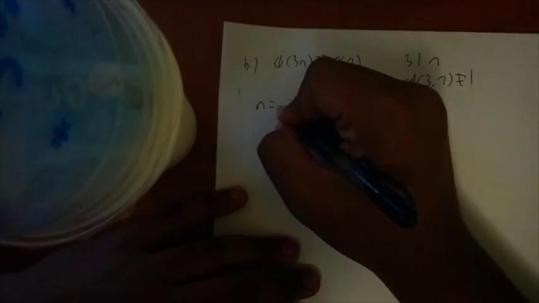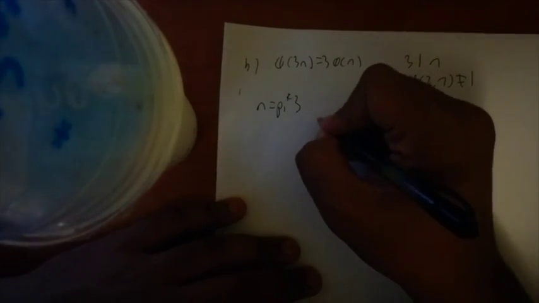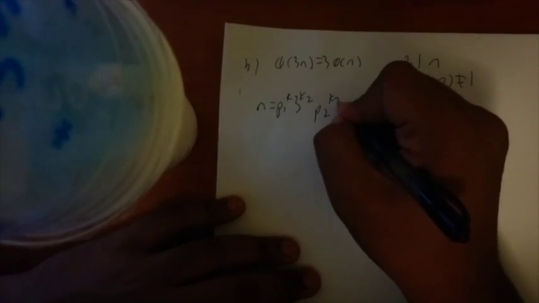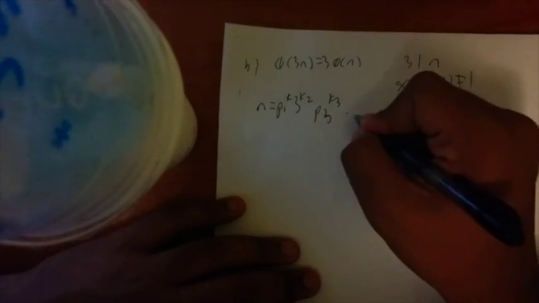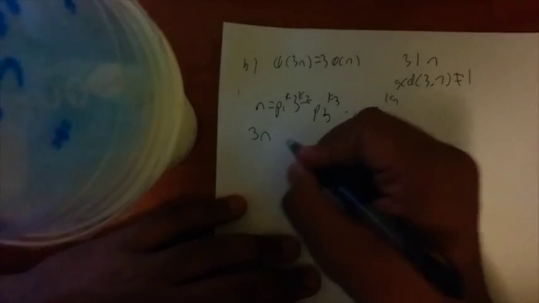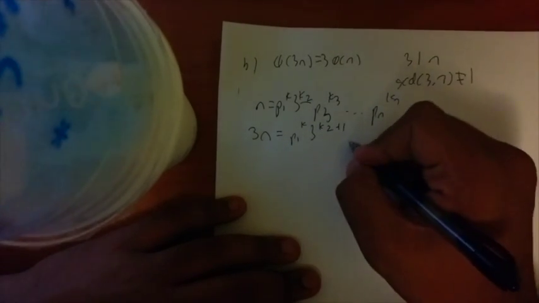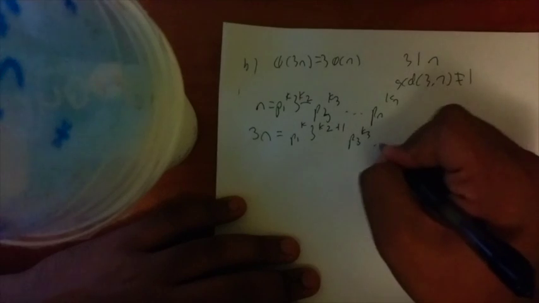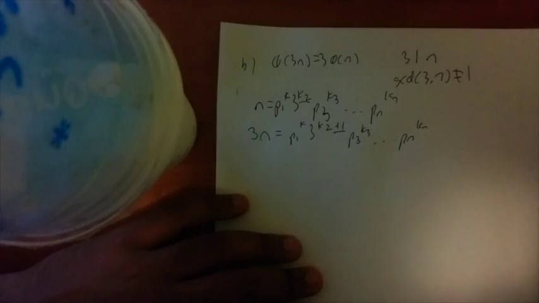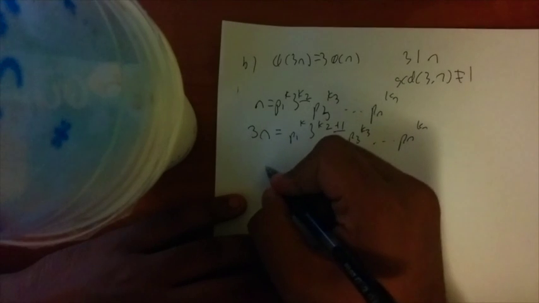So n prime factorized, let's say p1 to the k1, and since it's divisible by 3, I know 3 has to be a prime to some power. So then 3 to the k2, p3 to the k3, dot, dot, dot, pn to the kn. So therefore, 3n is the same thing, just with one more power of 3: 3 to the k2 plus 1. With this plus 1, I already have a hint of where I'm going to go: I need to manipulate 3n and factor out that 3. So let's see what I can do.